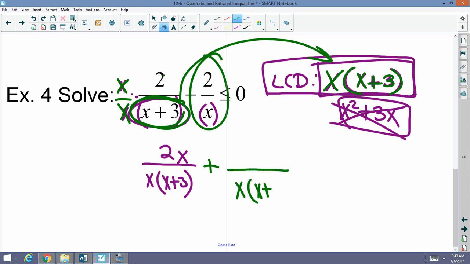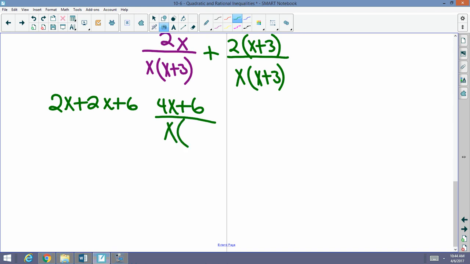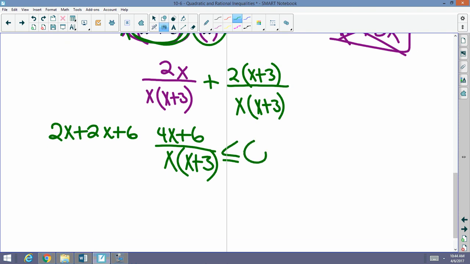Yeah, what is that missing from the denominator in x plus 3? So I got 2 times x plus 3. So now I have 2x plus 2x plus 6, which is 4x plus 6 over x times x plus 3, and this is less than or equal to 0. This is now my jumping off point.